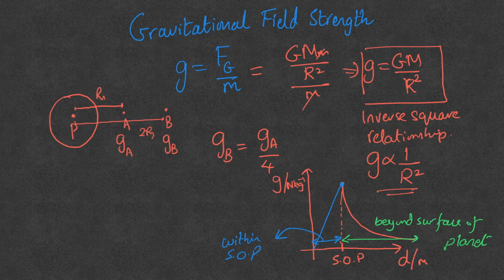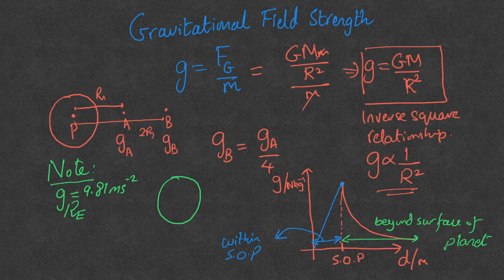A very, very important thing to note is that for Earth, the gravitational field strength has a maximum value of 9.81 meters per second squared. And that value occurs when you are on the radius of Earth. So the value of 9.81 meters per second squared only occurs when you are sitting on the surface, over here, or over here, or over here. Anywhere on the surface, and this value will be maximum.